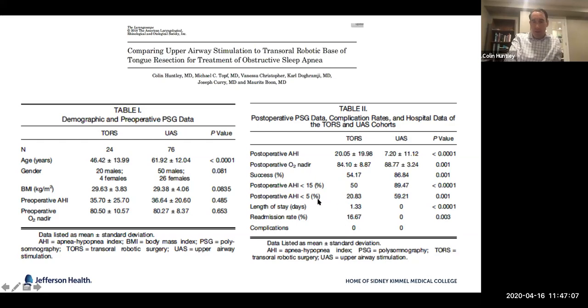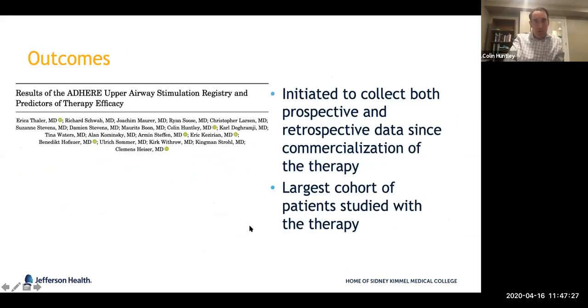The interesting thing that we included here was that the TORS group on average went home 1 to 2 days post-op, whereas all of our stim patients went home the same day, and there was a readmission rate of about 16% in the TORS group for various things like dehydration and pain. There were no major bleeds or anything like that. That was what we included in the complication group.